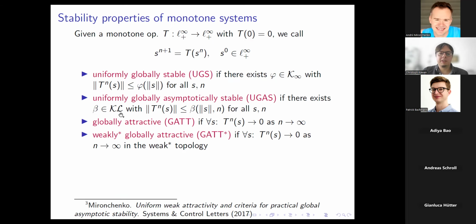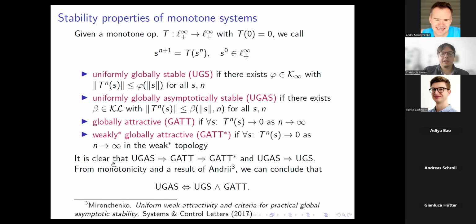And the next thing is also the usual definition, uniform global asymptotic stability, or UGAS. If there exists a beta, a KL function with this property, then we have global attractivity, or GAT, which just means that every trajectory goes to 0 with respect to the Banach space norm. And we have a weaker notion, which is weak star global attractivity, or GAT star. Means the same thing, but with respect to the weak star topology. So for every S, the trajectory should converge to 0 in the weak star topology, which means, just to remind you, that the sequence of iterates, or this trajectory, is norm bounded, and it converges to 0 component-wise.